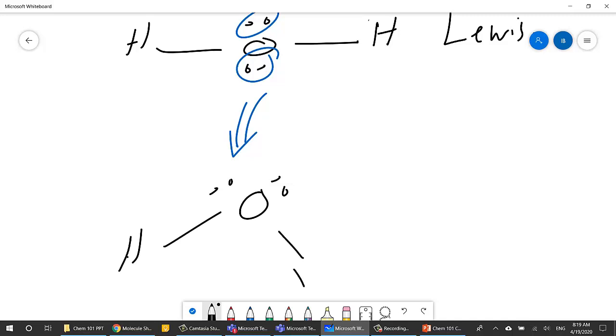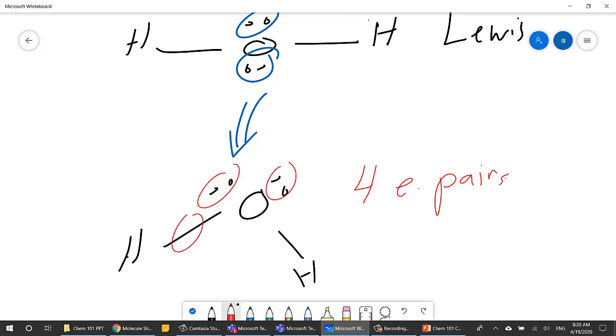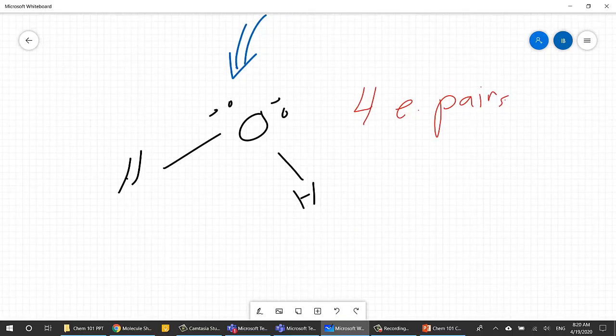Now, why is this happening? This is happening because here you have 4 electron pairs that repel themselves. You have 1, 2, 3, and 4. In VSEPR, we don't differentiate much between the lone pairs and the bonding pairs. They're all electron pairs and they all repel themselves. Because you have 4 groups of electron pairs, this will lead you to a tetrahedral structure.